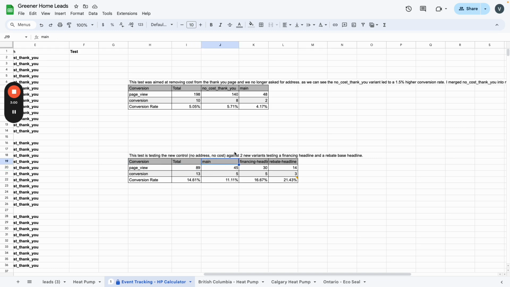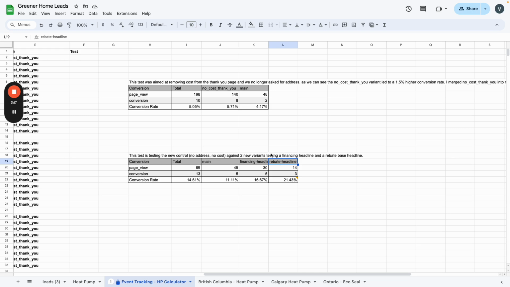And all we did on this landing page is we changed it from just a normal headline of like, hey, sign up. We tested one with the financing options they have, which is payments as low as $43 a month. And then we tested another one with the rebate options, which is get a rebate as much as $2,600 when you upgrade to a heat pump, which was super cool.